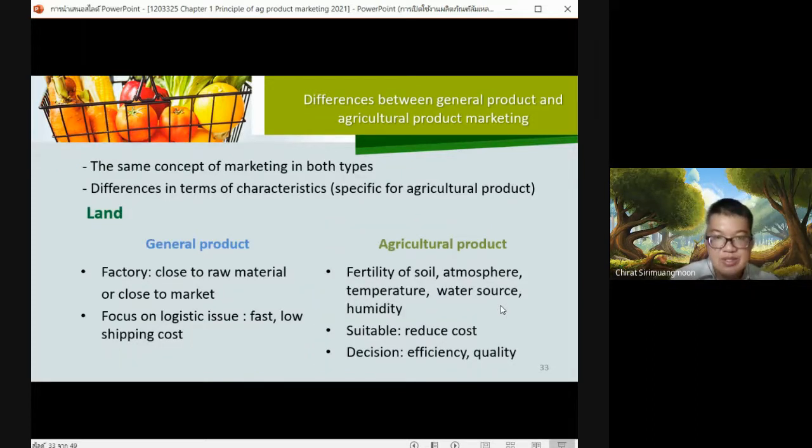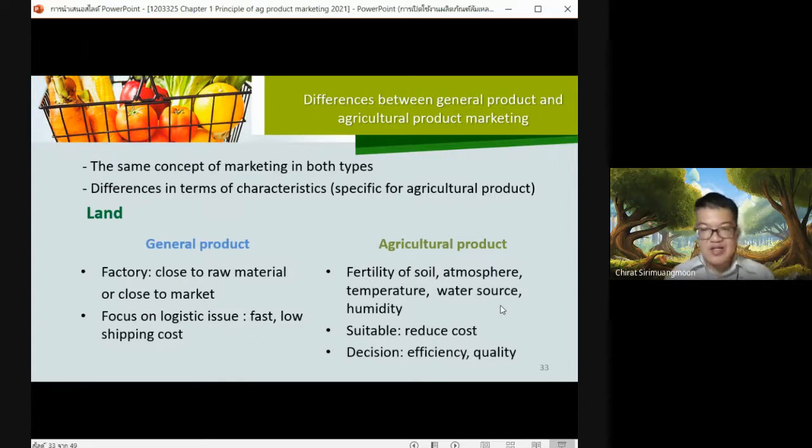Then let's talk about the difference between normal or general products and agricultural products marketing. Normally it's actually the same concept of marketing that we apply, but what is different is the characteristics. So agricultural products have something more specific compared to general products. Let me group them and then talk about each factor.